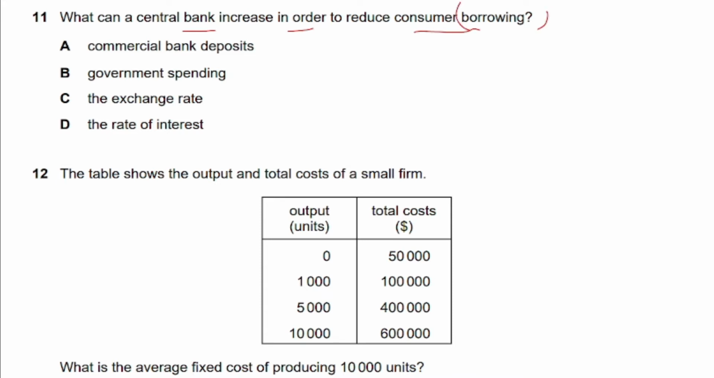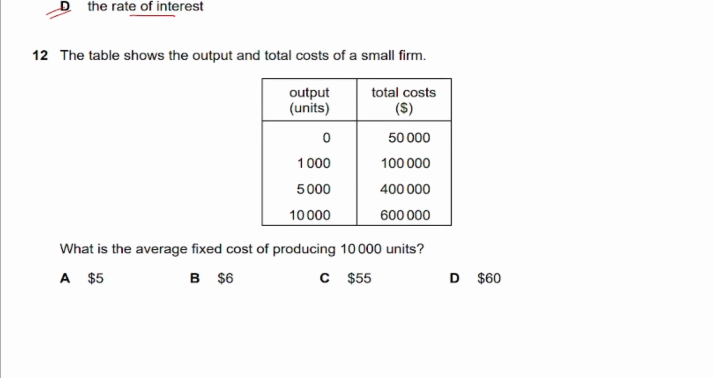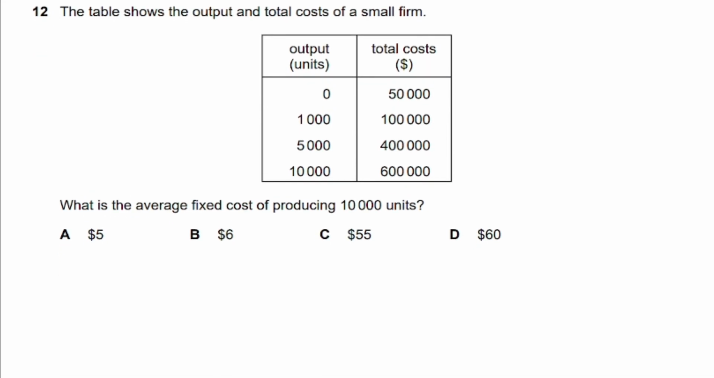Question number 11 says, what can a central bank increase in order to reduce consumers' borrowings? Borrowing is basically getting loans from a financial institution. If the interest rate increases, then borrowing will fall because people think that getting a loan is now expensive.